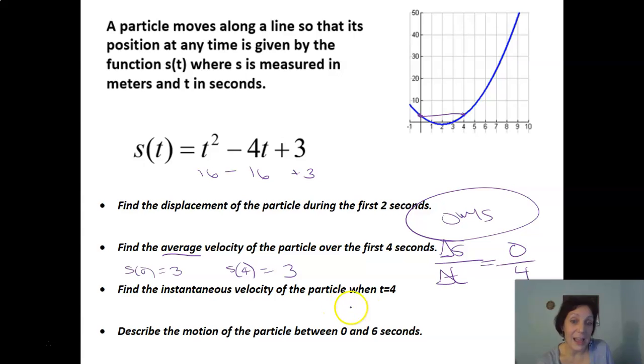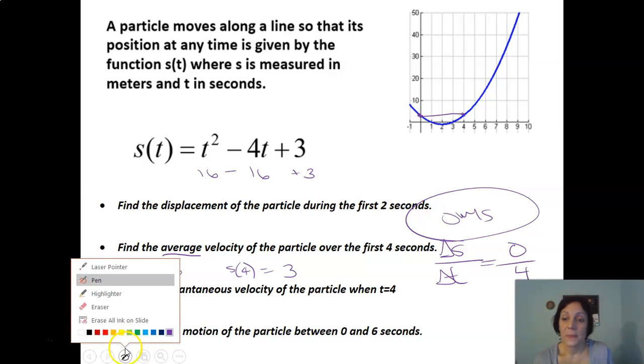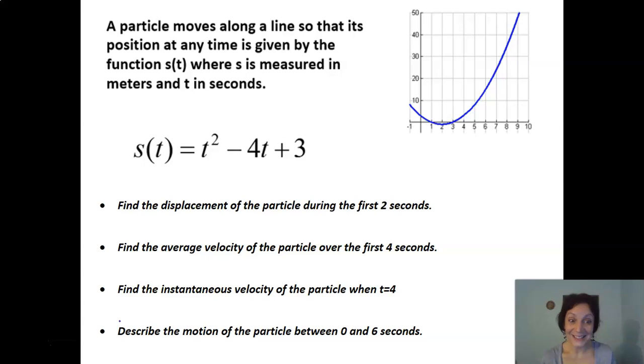Instantaneous velocity at 4 is a completely different story. Instantaneous velocity at 4 tells us we need calculus. It's how fast is it going exactly at 4 seconds, not an average, exactly at 4 seconds. And so for that, I need a derivative. So if I'm going to find instantaneous velocity, I need to take a derivative here. So derivative of t squared minus 4t plus 3 is 2t minus 4.